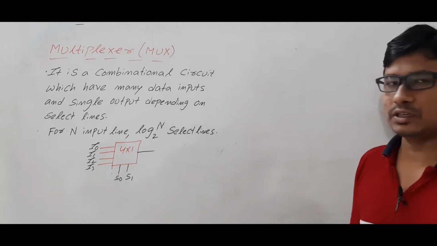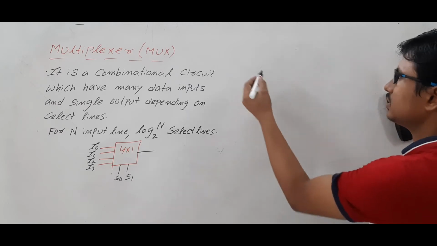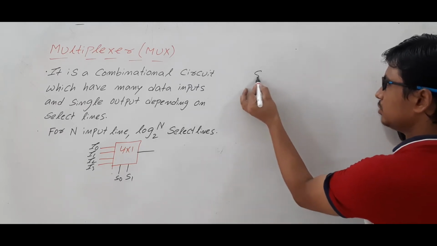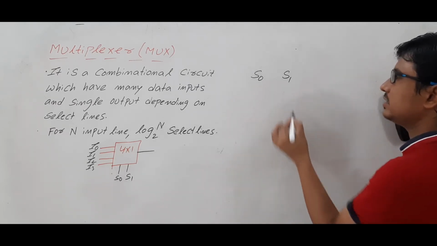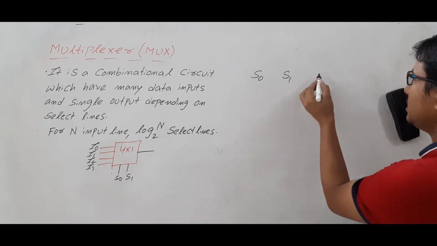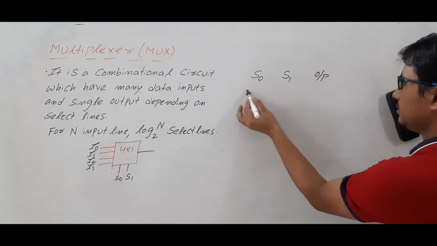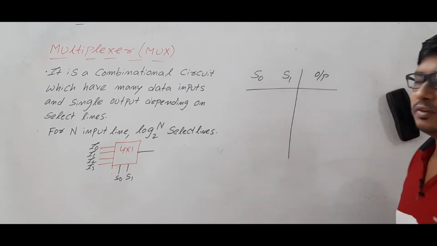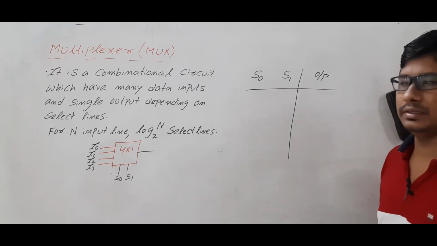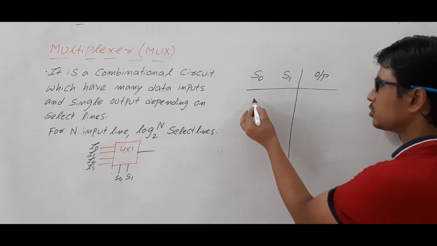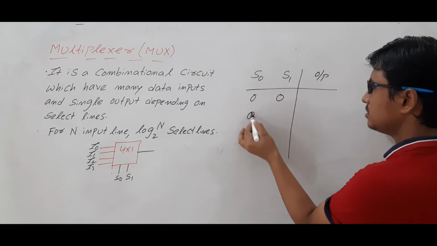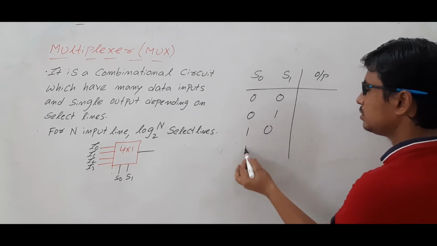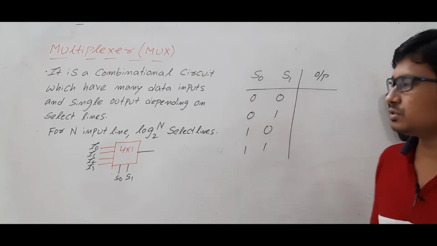If you do not understand, don't worry. I will discuss it with the truth table. So you will have S0 and S1 as the two inputs, and you will have the output. If you have two binary numbers, how many combinations are possible? 0 0, 0 1, 1 0, 1 1. You will get 4 combinations.